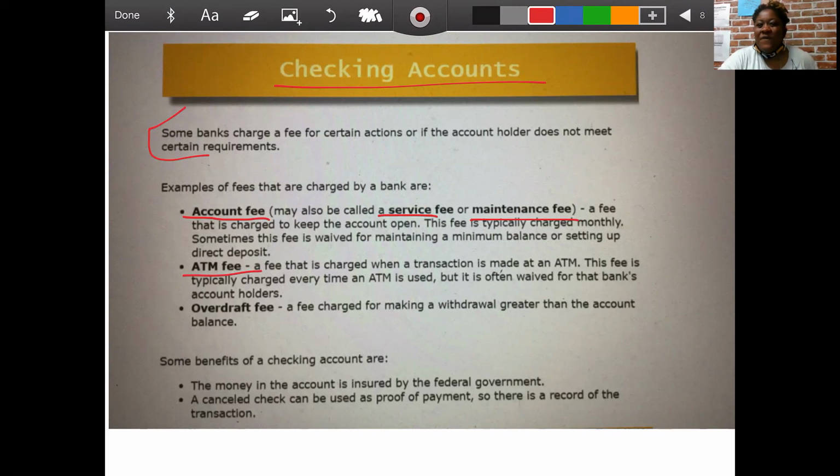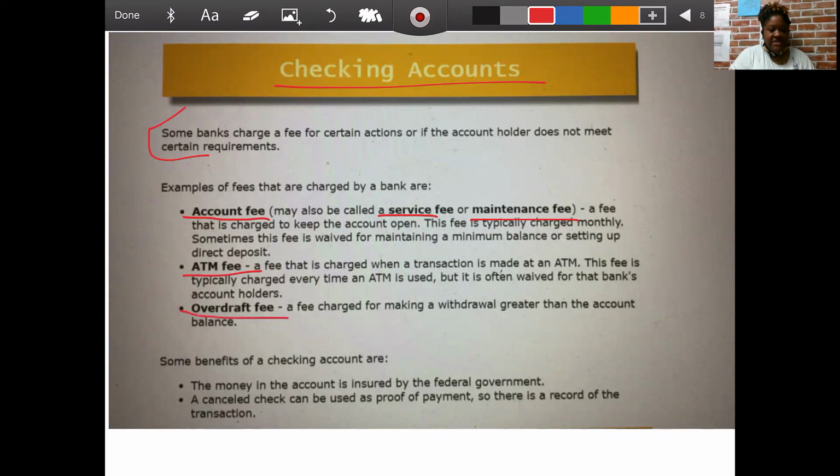ATM fee. Hopefully you know what an ATM is. Whenever you go to the bank or Walmart or a gas station, they have something called an ATM. It's an automated teller machine. You go there and put your card into it, like a debit card, and you're able to get cash out. Sometimes they charge you a fee. If it's not your bank, they may charge you a fee, right? That's what an ATM fee is, because you're not using your bank. You're using another bank, so they'll charge you a fee, okay?